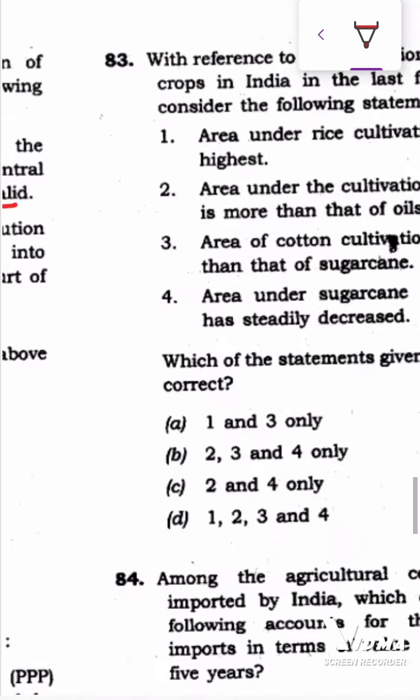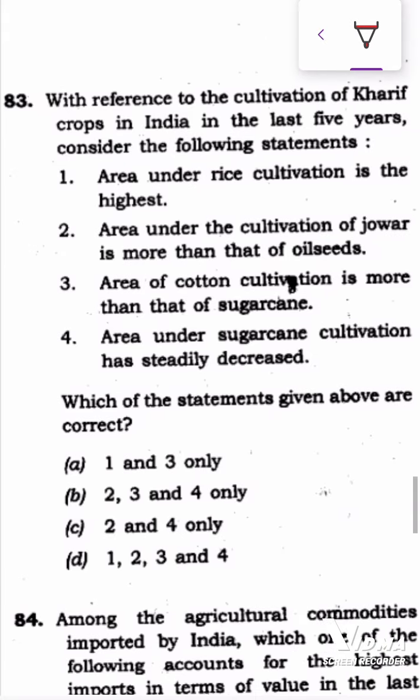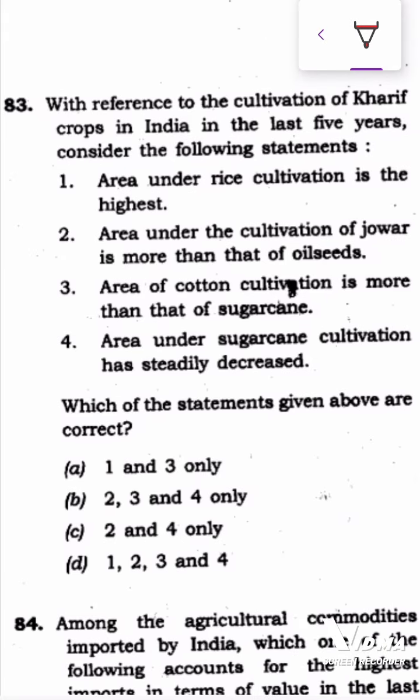Let's go to question number 83. With reference to the cultivation of kharif crops in India in the last 5 years, consider the following statements. Area under rice cultivation is highest in India. Yes, absolutely right. Rice is actually the second largest production that India does in the world after China. And statement 2 says area under the cultivation of jowar is more than that of oilseed. No, it's not right. Actually, oilseed cultivation is far higher than jowar cultivation. So statement 2 is wrong.